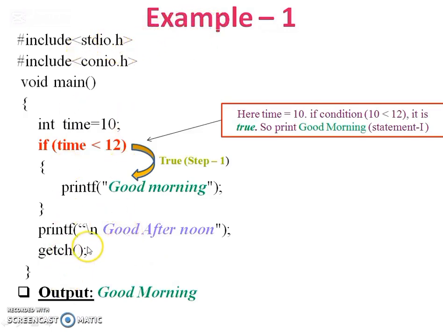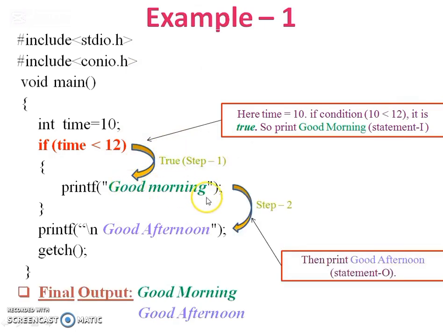Here we have a variable time of the type int, and we are going to initialize it with the value 10. And we are going to give an if statement. The condition is: if time is less than 12, then you have to printf good morning. You can see there is a block of if. In case the condition is true, then good morning will be printed on the output screen. The statement written after the if block will be executed if the condition becomes false.